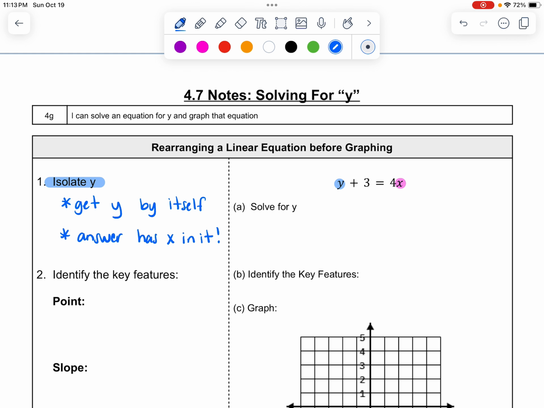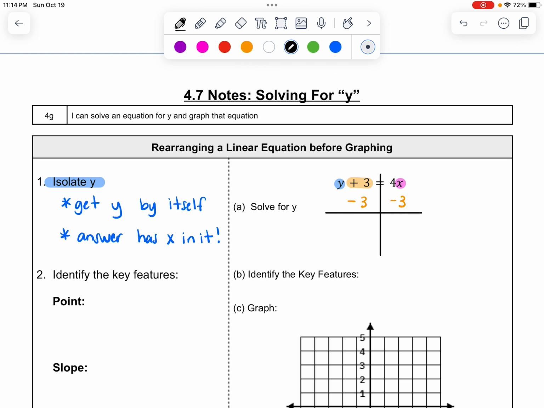Here's what I mean. In this first example, you'll notice that if we start by drawing our line, there's actually a number on the same side of the equal sign as y. The number that's over there is this plus 3. Our goal is to get y by itself. So using our solving strategy, we're going to subtract 3.